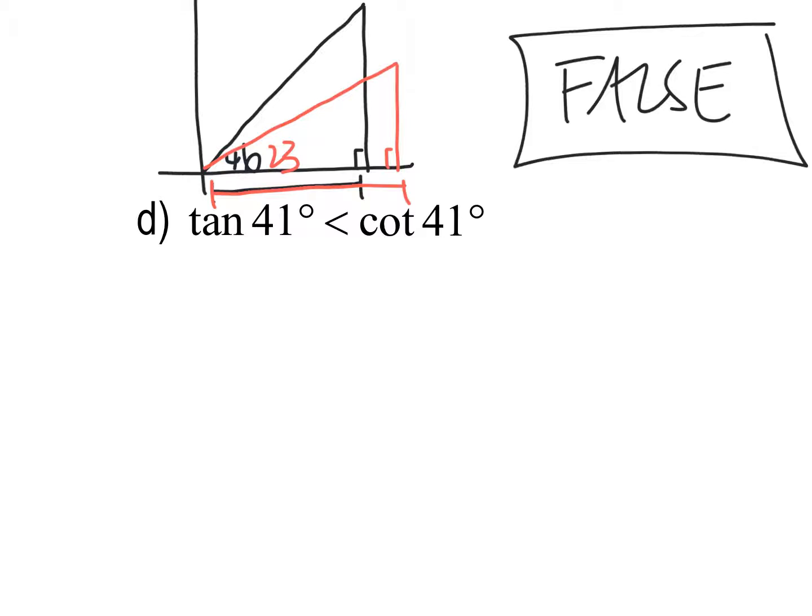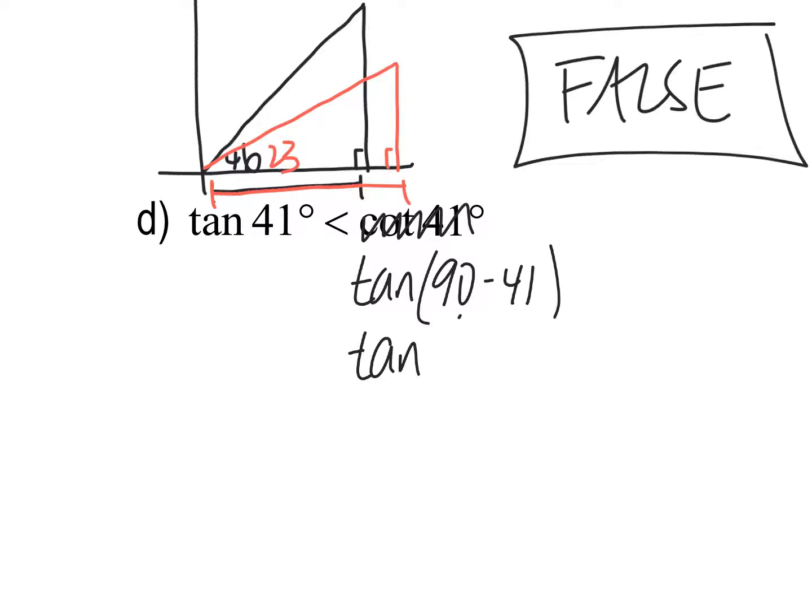Okay, so again, I have two different functions here. I'm going to try and use cofunctions so that I can rewrite these. So I'm going to change the cotangent into tangent of 90 minus 41, which gives me the tangent of 49. Okay, so now the question is again for tangent, we have a 41 degree angle here, and we have a 49 degree angle here.